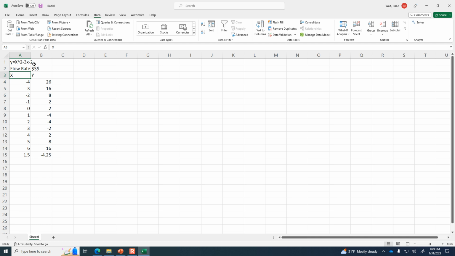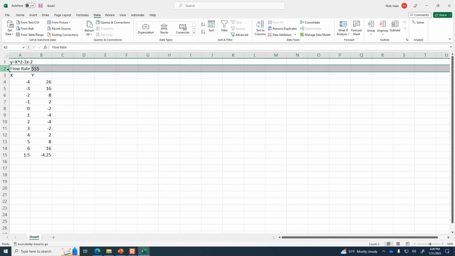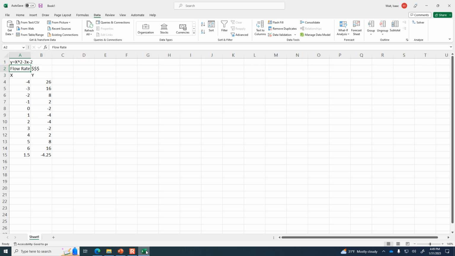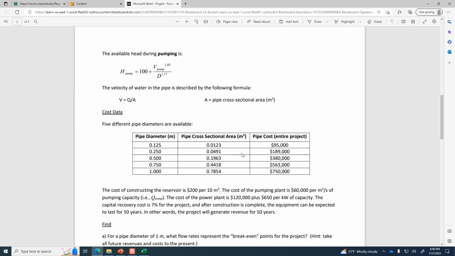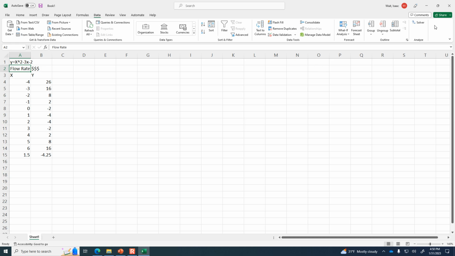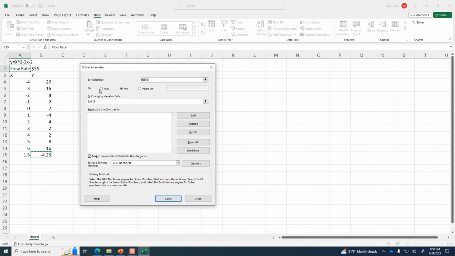So back to this idea of optimization, what we're trying to do is find out, for example, for each of these diameters, what's the best flow rate and how much money can you make? The best flow rate is, by definition, going to be maximizing the profit by changing the flow rate. So it'll try a lot of different flow rates, and it's going to find the flow rate that gives you the most profit.